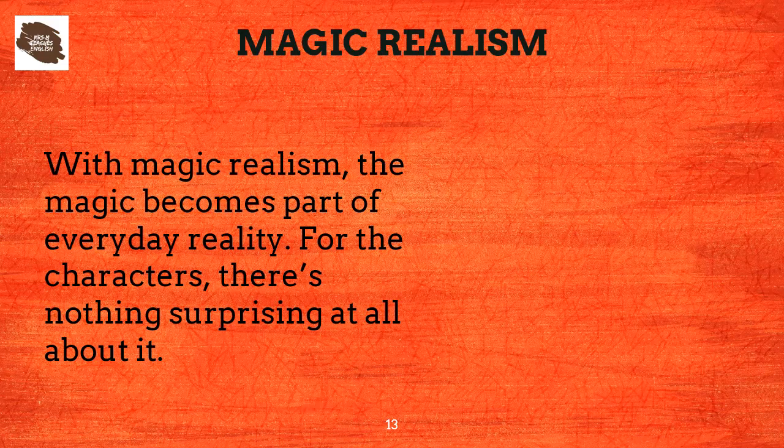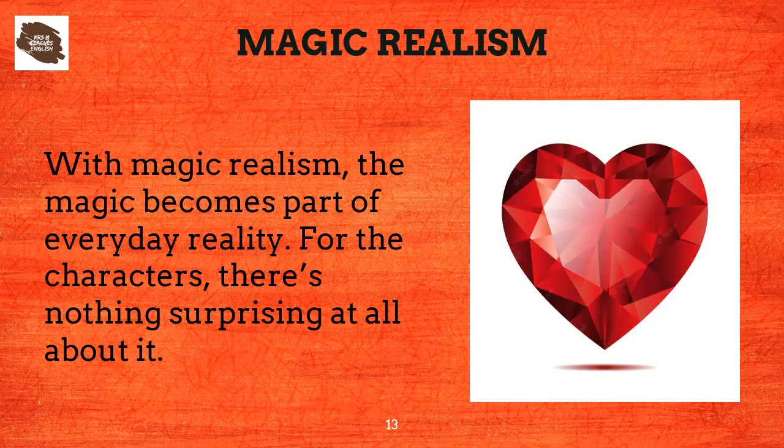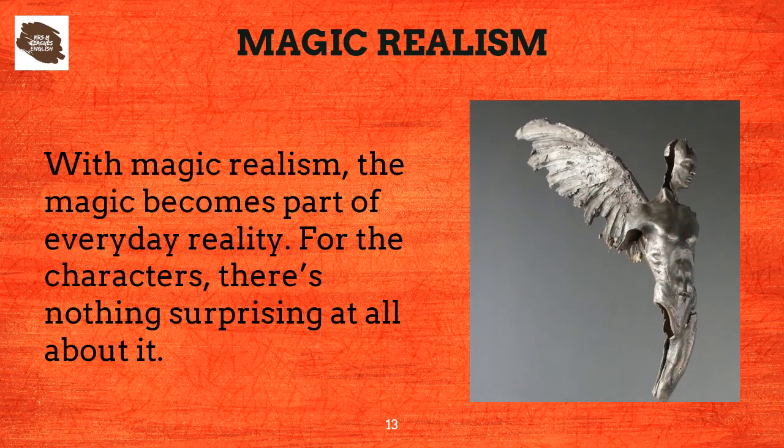With magic realism, the magic becomes part of everyday reality. For the characters, there's nothing surprising at all about it. In The Theory of Flight, it's quite feasible that Jeannie arrives on Beaufort Farm as a golden egg. And when we learn of something precious, a gemstone heart is not an outlandish item. And when Jeannie takes flight on her silver wings, we accept that this is both a logical and satisfying ending of the story.